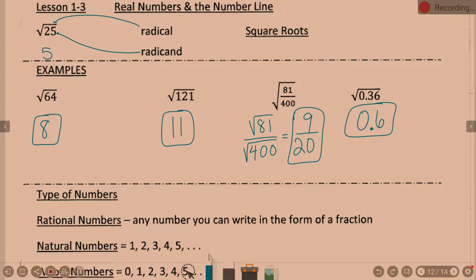Okay, and this is one. 0.6. Can you see 36? The square root of 36 is 6, yes? Yes. So it's just a matter of where do we put the decimal.